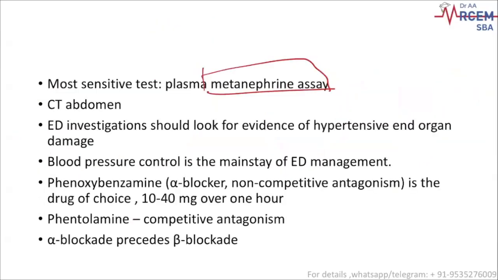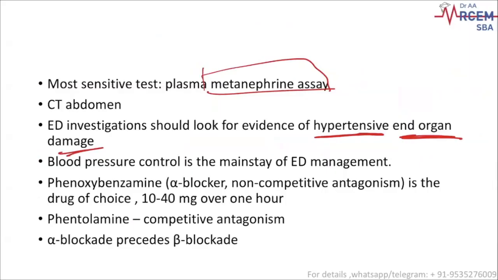In the emergency department, what is our main role? There is high blood pressure. Is there an end organ injury? That is what we are looking out for. Similarly, what we learned in the cardiology chapter, whenever a patient comes with a significantly high blood pressure, we always look for whether there is an end organ injury or not.